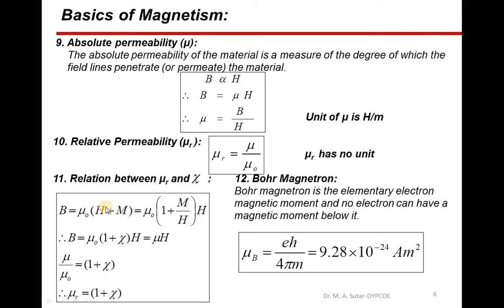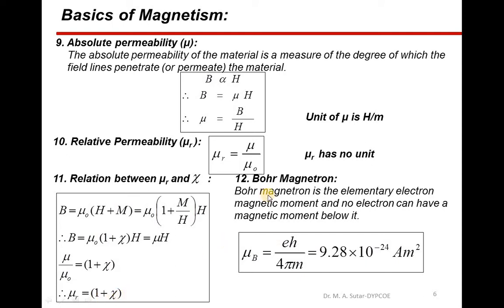What is the relationship between mu r and Xi, that is, relative permeability and susceptibility? We know this particular equation. Solving it, we get this value. Again, B is also equal to mu H according to this equation. Equating these two together, we ultimately get mu r is equal to 1 plus Xi.